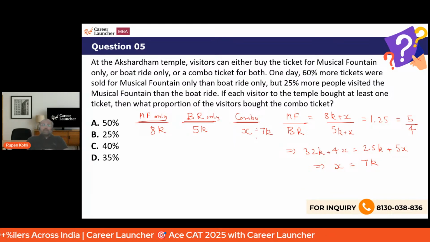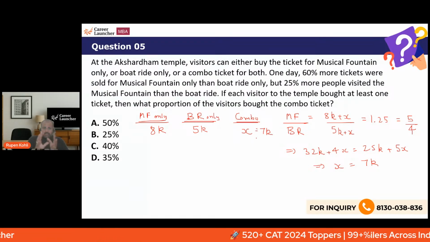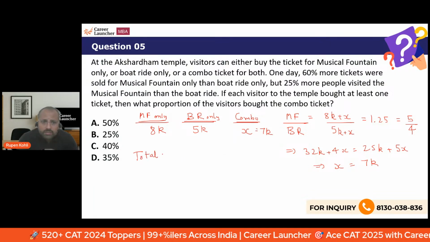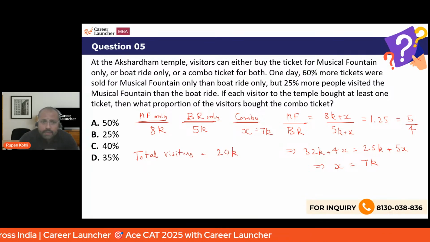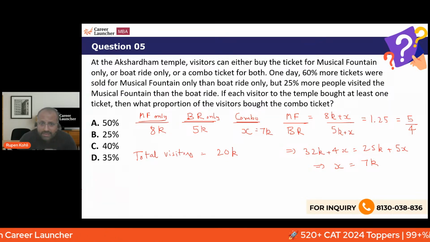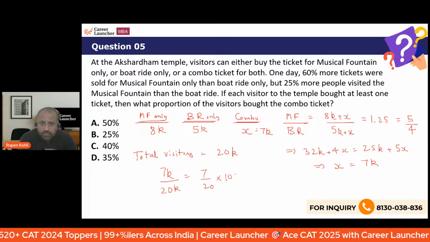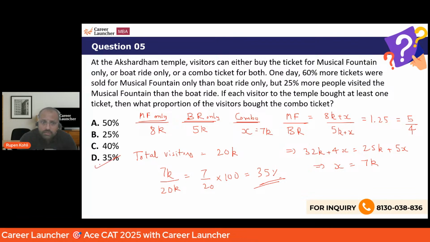So the question is then asking, if each visitor to the temple bought at least one ticket, it means there is nobody who did not buy any of the tickets. So everybody is here in these three categories. Means the total number of visitors to the Akshardham temple is the sum of these three: 8 and 5, 13, and 7, 20k. Then what proportion of the visitors bought the combo ticket? So that's now in front of us: 7k out of 20k. So that's a ratio of 7 by 20 simply, which is a percentage of 7 by 20 into 100, or yes, 7 into 5, 35%, right? 35% of visitors bought the combo ticket.